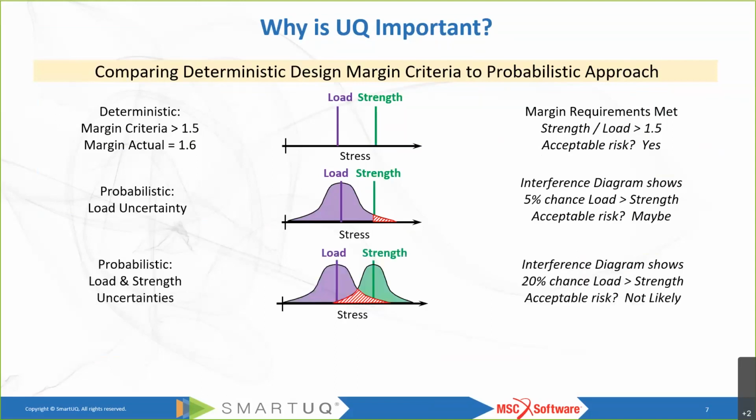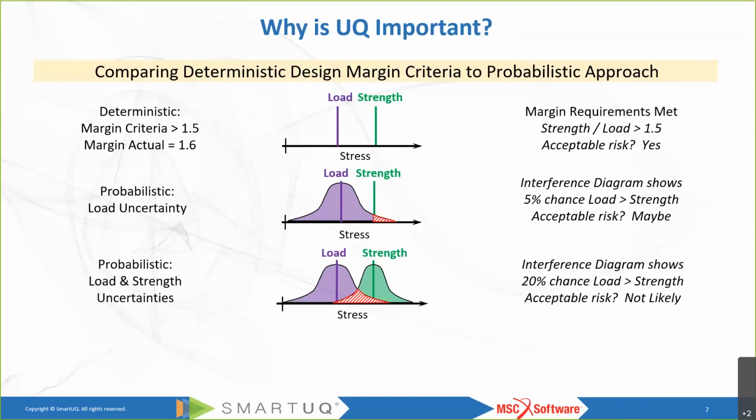We could go a step further and consider uncertainties in the component's strength. And now we see there's an even greater probability of the load exceeding the strength and that the component fails. And now it becomes less likely this is something we're willing to accept. We can't accept this greater level of risk.